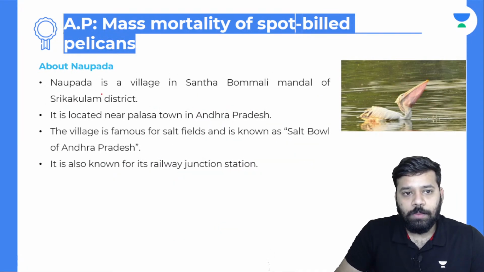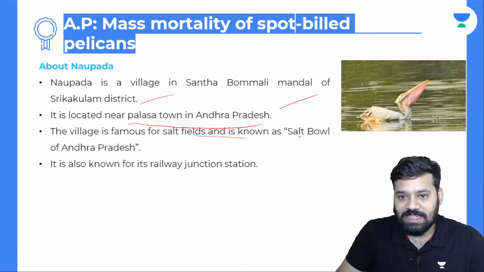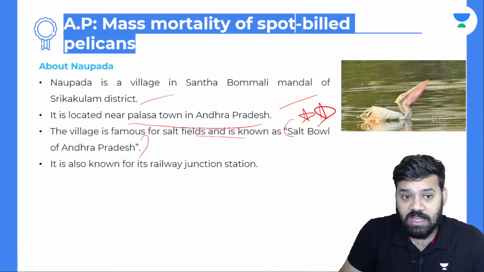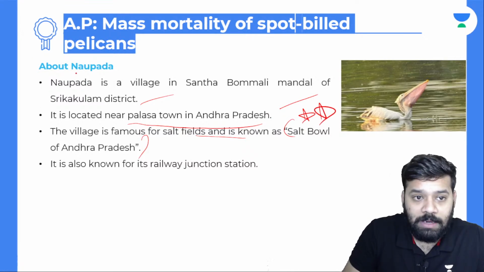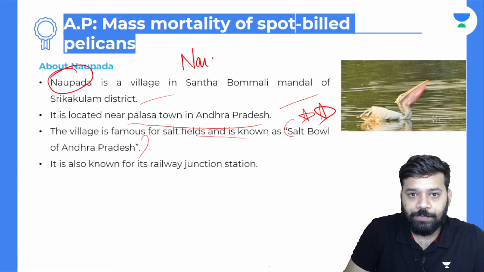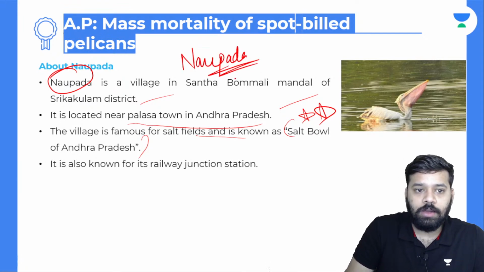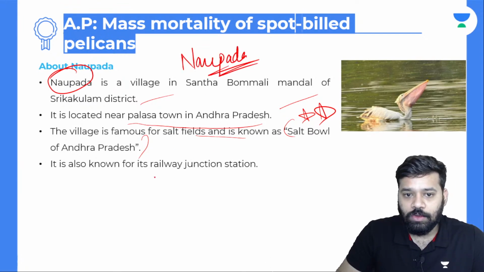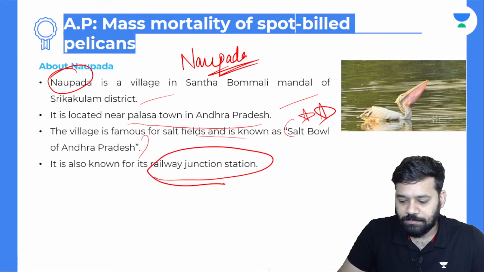Going forward about Naupada. Naupada is a village in Santhabommali mandal of Srikakulam district. It is located near the Palasa town in Andhra Pradesh. The village is famous for salt fields and is known as the Salt Bowl of Andhra Pradesh. So which village is known as the Salt Bowl of Andhra Pradesh? It is Naupada. Please do remember Naupada. It is also known for its railway junction station.